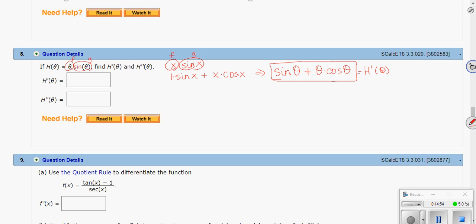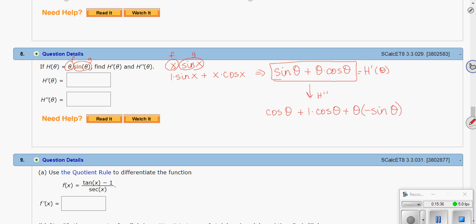Okay. Now, if we want to find h double prime, of course, we have to find the derivative of the first derivative. So we're finding the derivative of the derivative. The derivative of sine is just cosine. I'm going to keep it in terms of theta here. Plus, now we have to use our product rule again. So the derivative of theta is 1 times cosine theta plus theta times the derivative of cosine, which is negative sine.